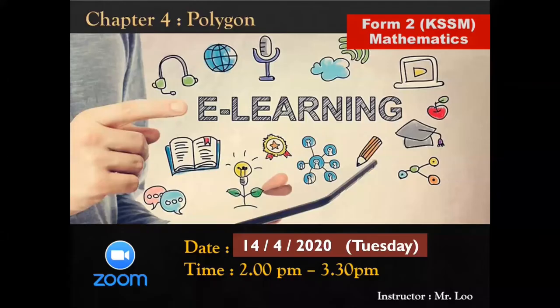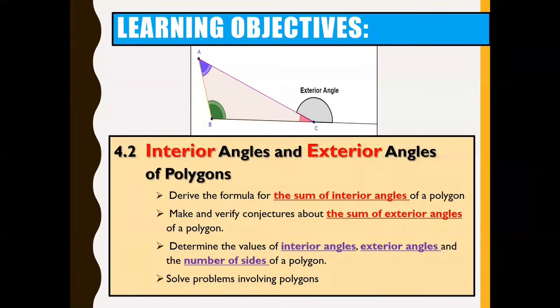Hi everyone. Today we are going to learn about Form 2 Mathematics, Chapter 4, the topic of Polygon. The learning objective of today is to focus on 4.2, which is interior angles and exterior angles of polygon.